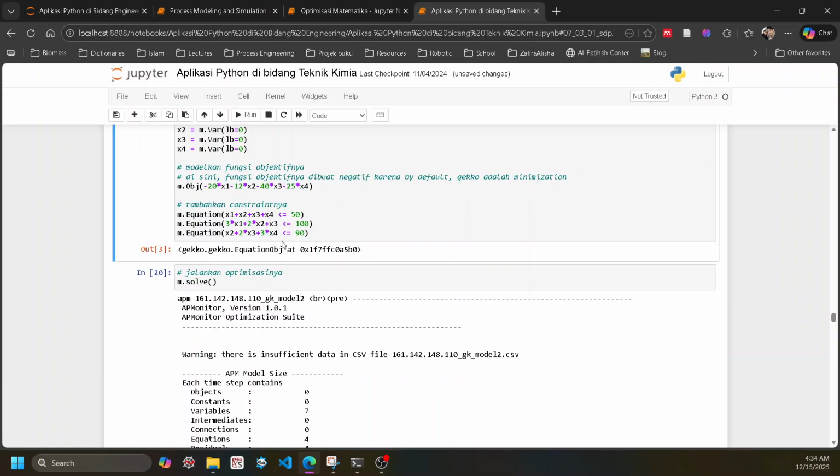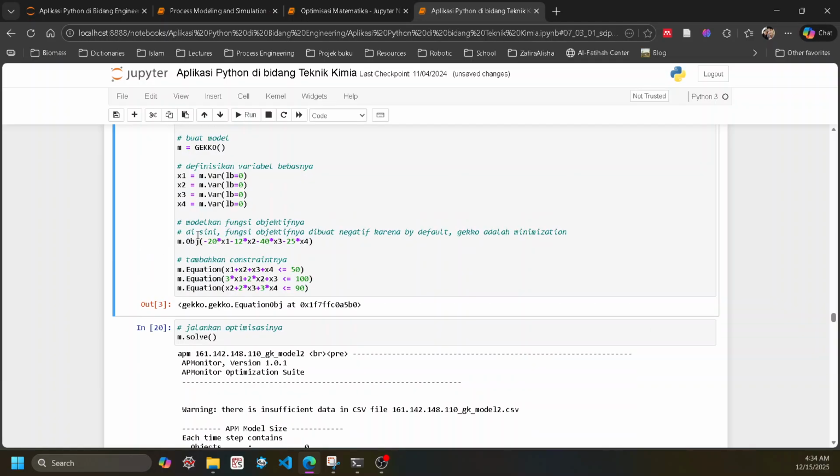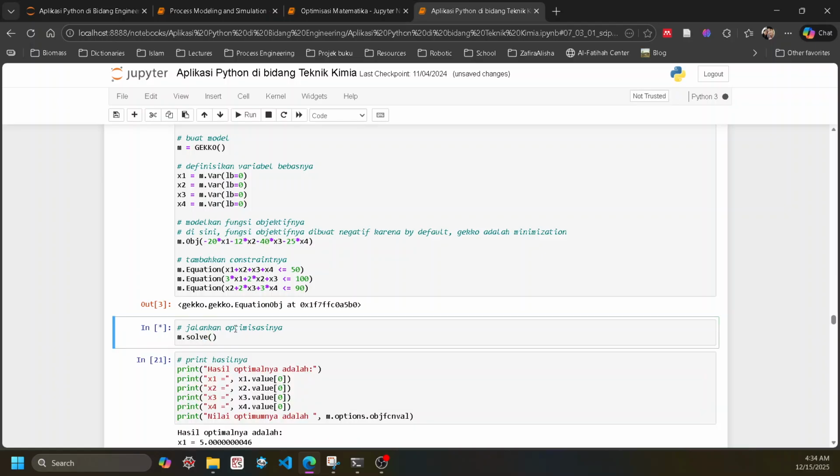So we define the model, define the independent variables, define the objective function, define the equations. So Ctrl Enter, and then if we call m.solve, open bracket, we will get this to solve.